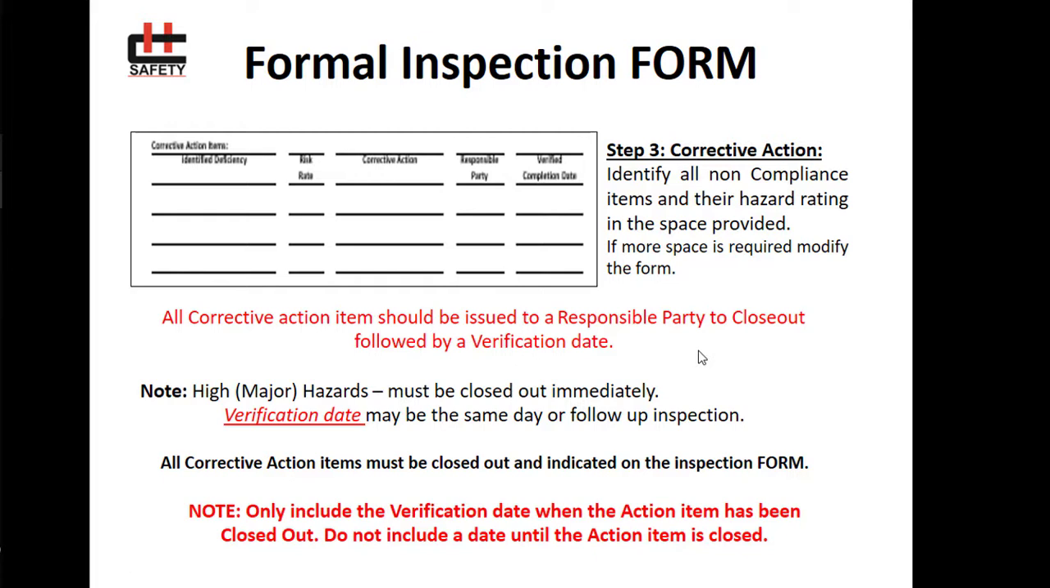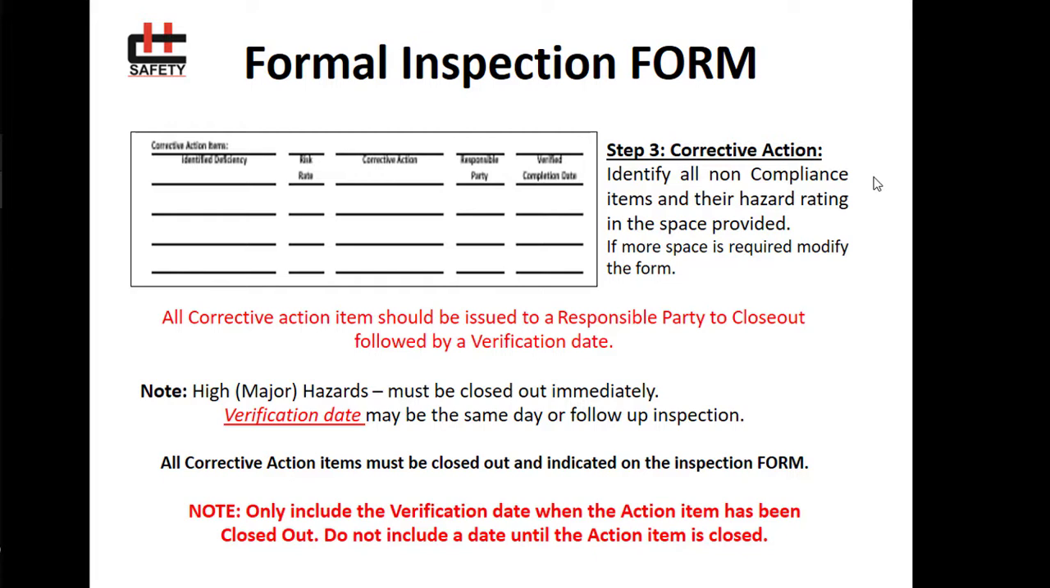Corrective action. At the end of your inspection, you'll come across some deficiencies or non-compliance items. Use the bottom section of the form to identify or summarize these items. Identify all non-compliance items and their hazard rating in the space provided. If more space is required on the form, please tab over to the next page.